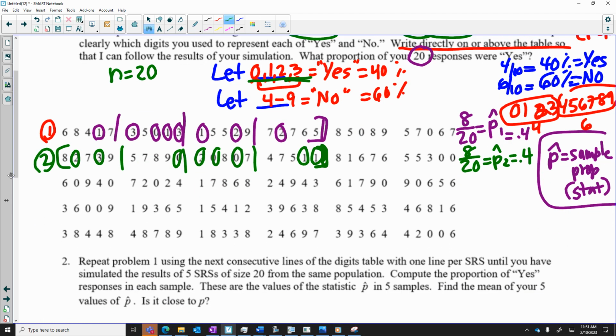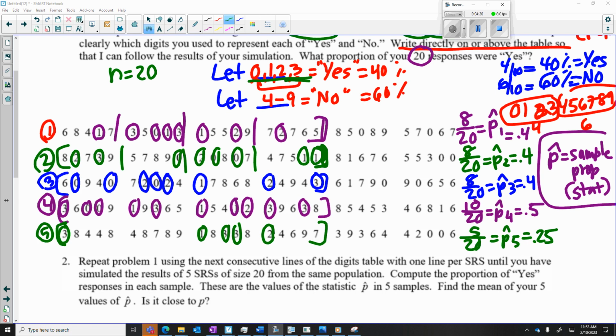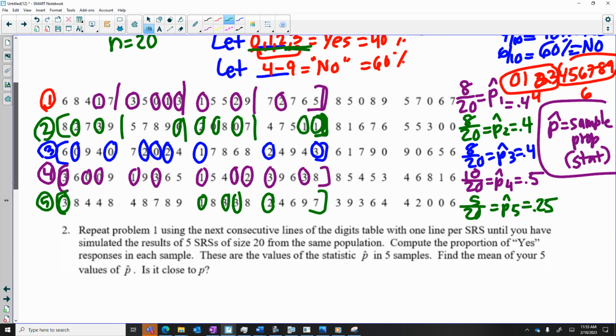Now I want you to stop the video and do line 3, line 4, and line 5 right now on your own. Okay, so for line 3, I got 8 out of 20 again, which is 0.4 for p hat 3. For line 4, for the sample proportion, I got 10 out of 20, which is p hat 4, which is 0.5. And for the last line, I got 5 out of 20, which is p hat 5, which is 0.25. So I got all the p hats. I got every line, the sample proportion of yeses.